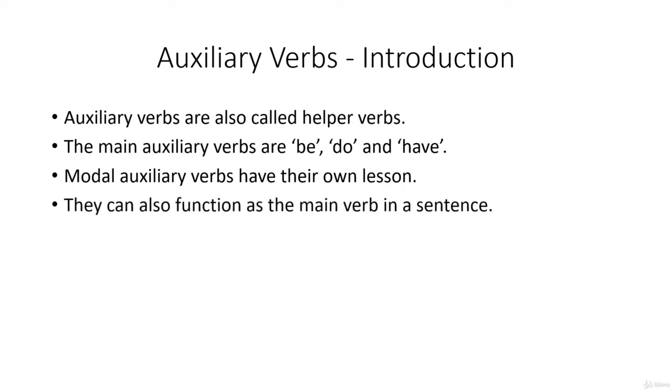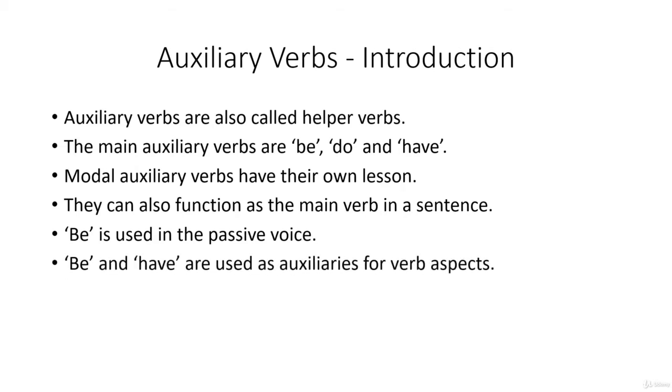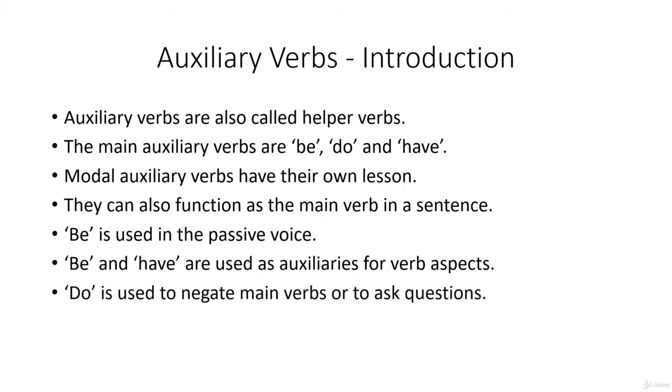The auxiliary verbs can also function as the main verb in a sentence, which sometimes makes them difficult to understand and use. The be is used to form the passive voice. Be and have are used as auxiliaries for verb aspects. Do is used to negate main verbs or to ask questions.